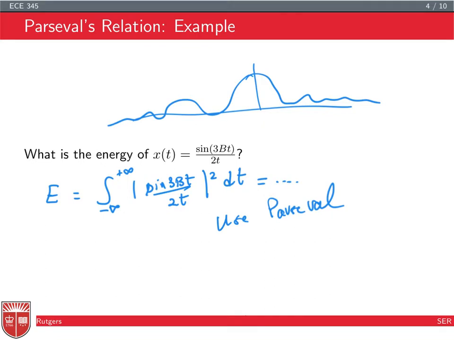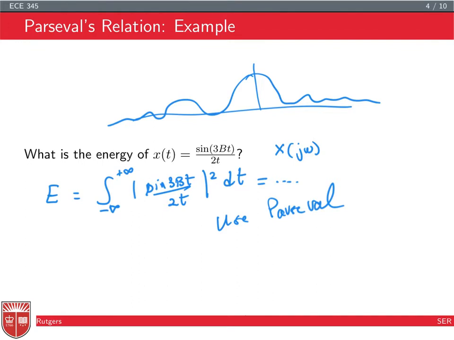Now, to use Parseval, we have to find the CTFT of this signal in the frequency domain and then find the energy there. And the hope is that the CTFT will lead to an easier integral to compute. Now, the question is, what is X of j omega here? What is the CTFT of the signal? If you look at it for a second, you see it's not immediately something you've seen before, but it's very similar.